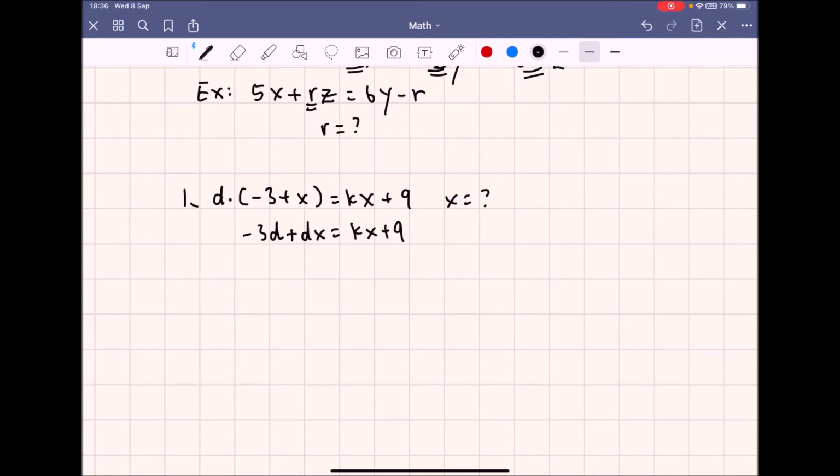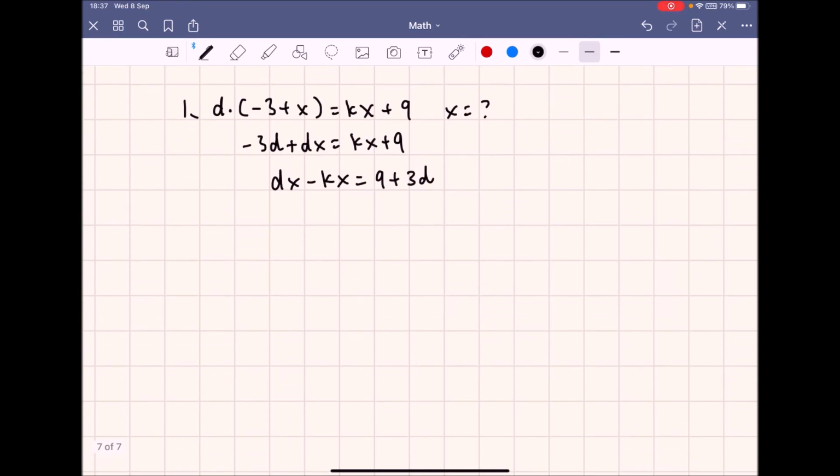And since we need to solve for x, we need to group x onto one side of the equation and move everything else to the other side of the equation. So we get dx minus kx equals 9 plus 3d. So now we have x on the left side of the equation, and we can factor it out. x times (d minus k) equals 9 plus 3d. And now we can just divide both sides of the equation by d minus k, and we get x equals 9 plus 3d over d minus k.